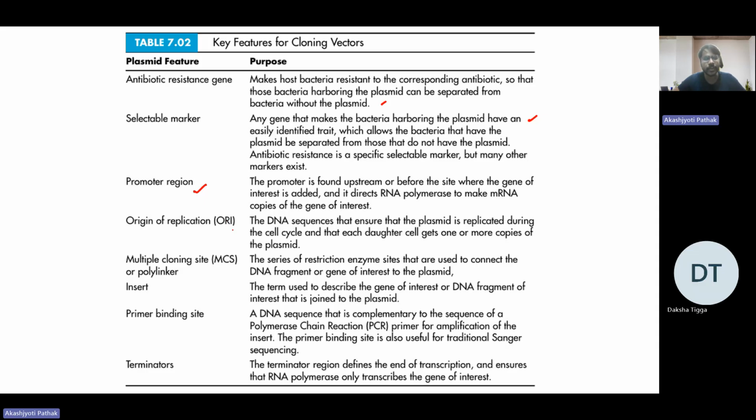Origin of replication will be required so that this vector can replicate on its own. And multiple cloning sites so that you can insert your gene of interest, right? You can read all this. Then insert primer binding sites should also be there. You have this T7 promoter and a terminator. Accordingly, if you want to sequence that particular gene, then you can use the T7 forward primer and T7 reverse primer to sequence that gene. Then there should be a terminator also, so that if you want to express the protein from the gene, there must be a start site and a stop site, the terminator. So all these things should be there.